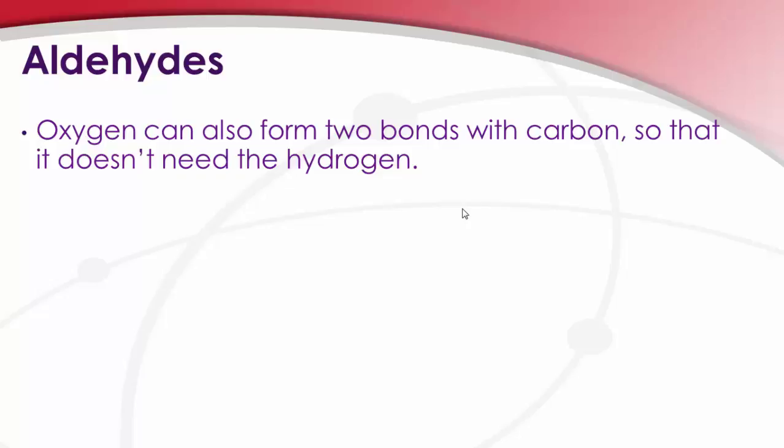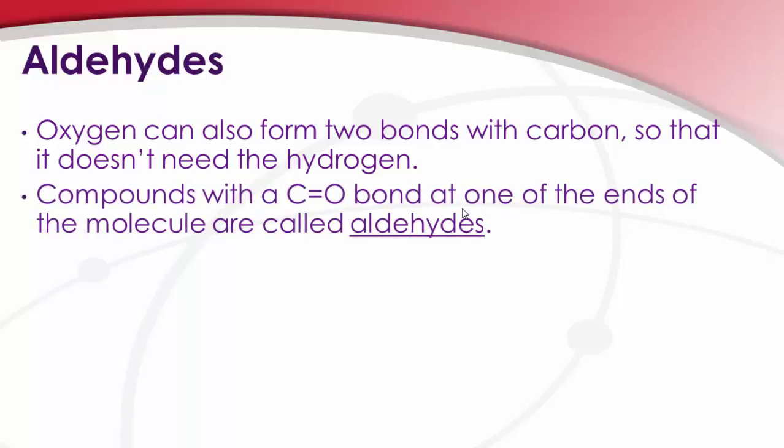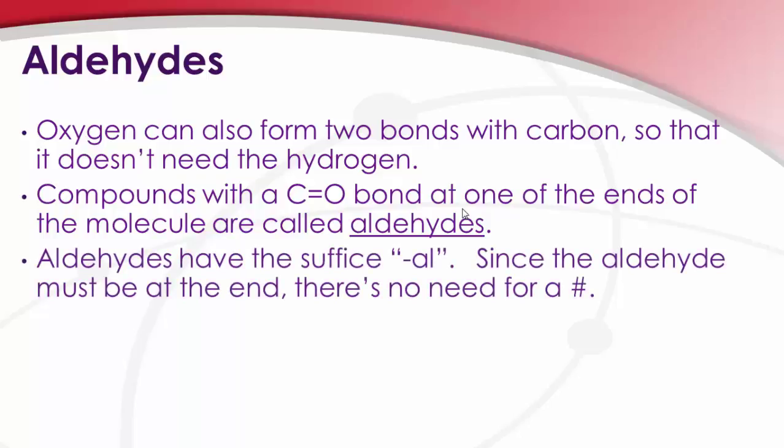So oxygen, because it has 2 bonds that it can form, in alcohols, of course, one of those bonds is used up by hydrogen. But if we form a double bond with carbon, then we don't need that hydrogen. So this carbonyl can be at the end of a molecule, and when that occurs, we call this an aldehyde. We'll give the compound, instead of an ol, the suffix al. And we won't need a number, because aldehydes by definition have the carbonyl at the end of the molecule. We don't need a number for it.